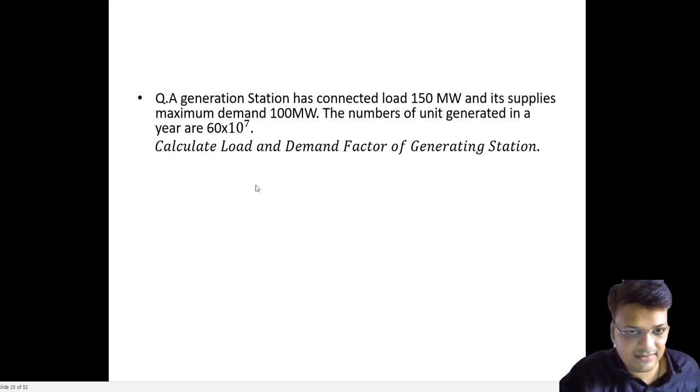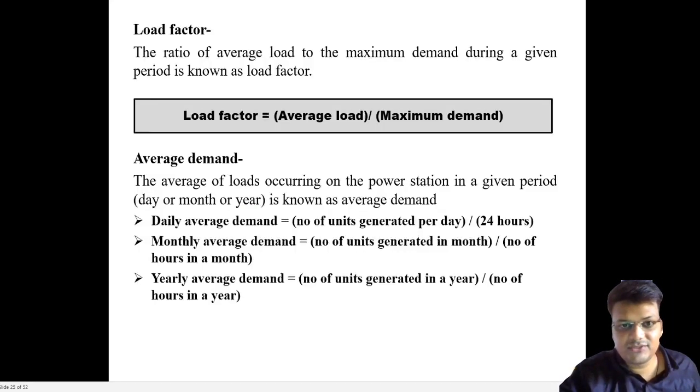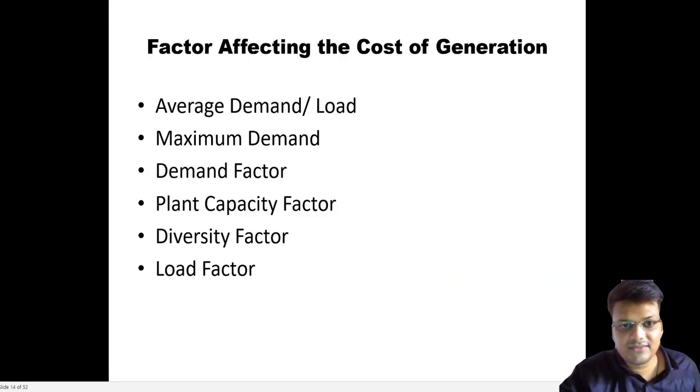Now calculate. Now it's your turn. Now everything you know about the important terminology, as I discussed here. Like here, what are the factors affecting the cost of generation? So average demand, we know now. What is the maximum demand? We know now. What is the demand factor? How is the plant capacity factor calculated? What is the diversity factor? And what is the load factor? So now we know every factor. These factors affect the cost of generation.